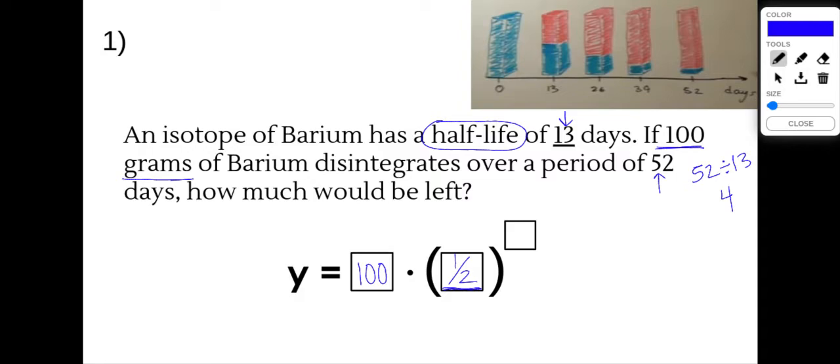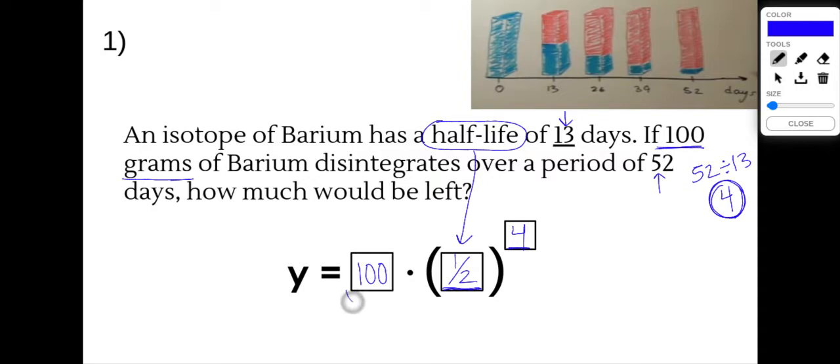Okay, so half-life, I'm just going to plug in 1/2 right in here for my B value, my multiplier. And now my time periods, that's how many half-lives. How many times do I want to take this 100 grams of barium and disintegrate it in half? Well, I want to do that 4 times because every 13 days it's going to disintegrate in half, and after 52 days, there's 4 half-lives. So 4 is going to be my exponent. I want to take 100 grams of barium and I want to cut it in half 4 times.